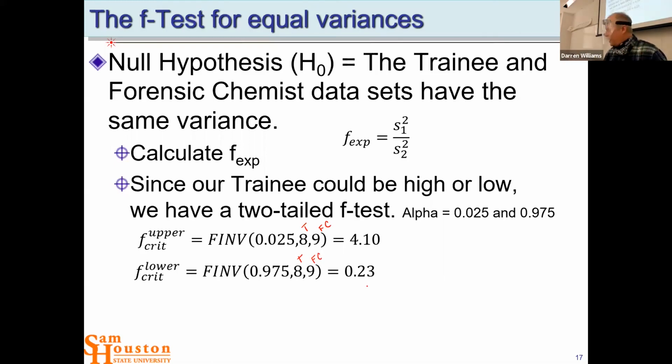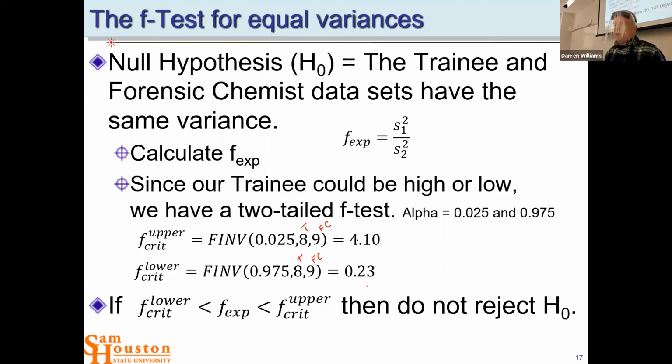So how do we do this test? This is the criterion. If our experimental value, which is S1 squared over S2 squared, is greater than 0.23 or less than 4.10, then do not reject the null hypothesis. But if that ratio is higher than 4.1 or lower than 0.23, then you reject it. So it's got to be between these limits. If it's between the limits, then you can't reject the null hypothesis.